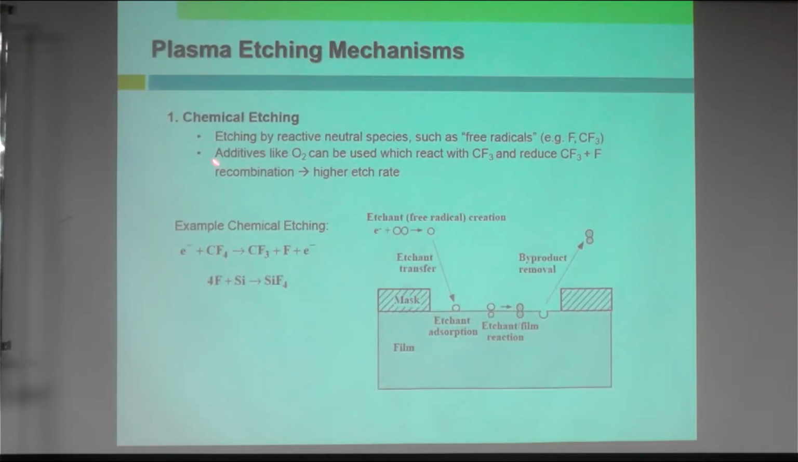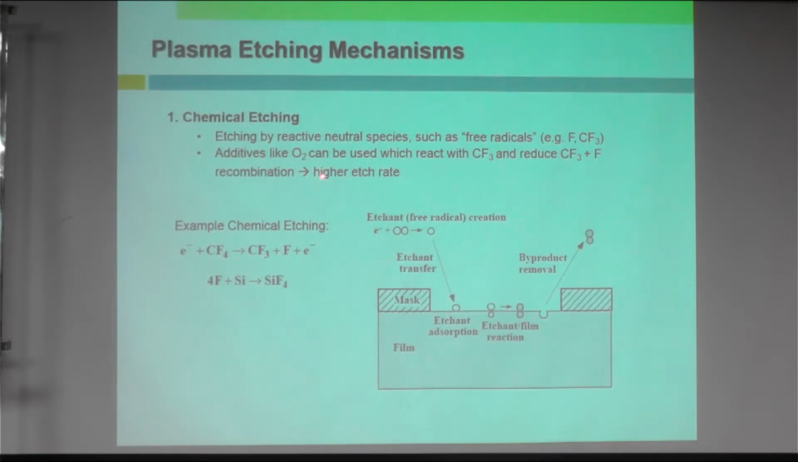Here you can see the chemical etching process. You have your etchant, with free radical creation. You bombard the etchant here, it is absorbed at the surface, and then it removes the material. This is the mask, which must have a different selectivity, and this is the film or the substrate that you want to remove. The process will be quite slow, but you can control the process through a certain recipe, whether it's aggressive or a slow process.